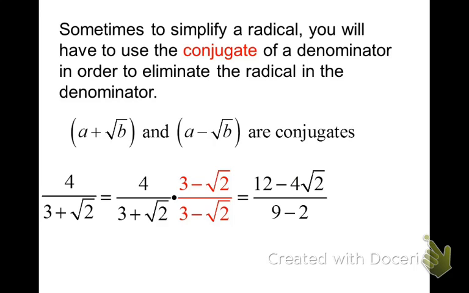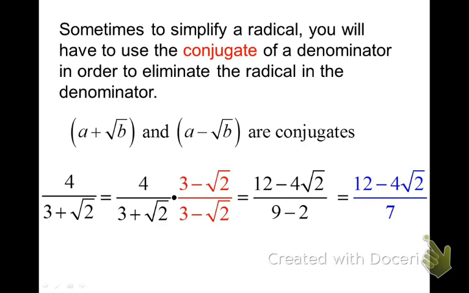Again, in the denominator, the reason we chose 3 minus radical 2, the conjugate pair, is because it gets rid of the radicals. In the denominator, we just get 9 minus 2, which is, of course, 7. Our final answer ends up being 12 minus 4 radical 2 in the numerator and 7 in the denominator.